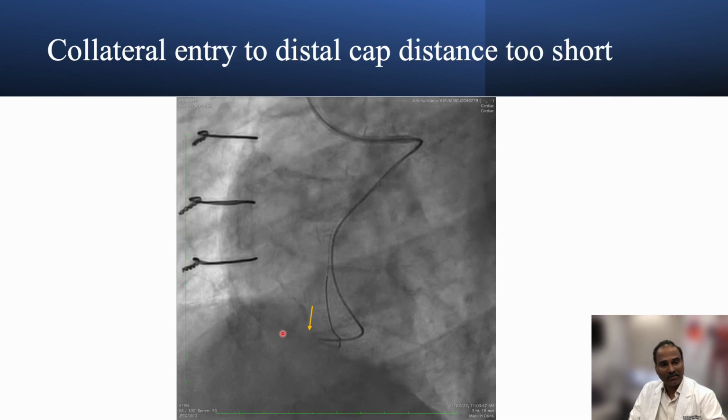And we can also see another problem with this septal. This septal is entering exactly at the crux into the RCA, and the CTO is also extending up to the crux. That was a problem because wire maneuverability would be quite less in that situation, as the collateral entry to distal cap distance was almost none.